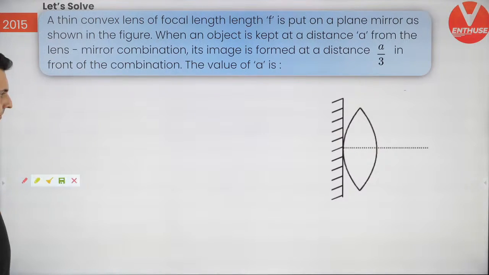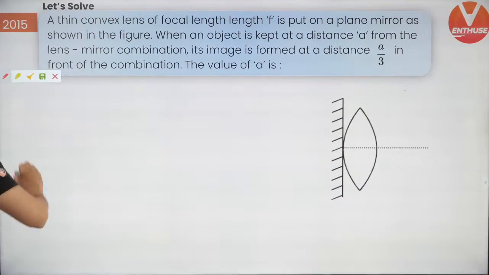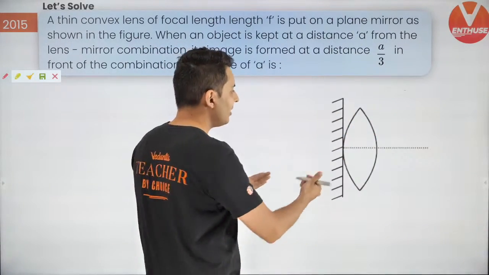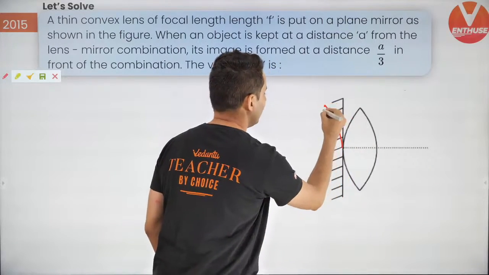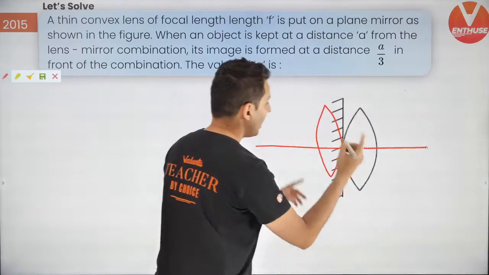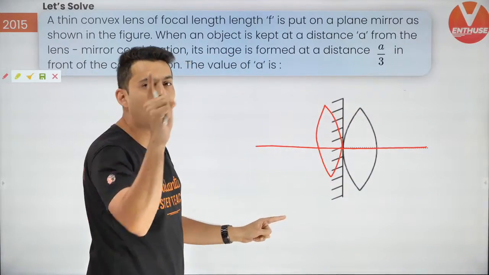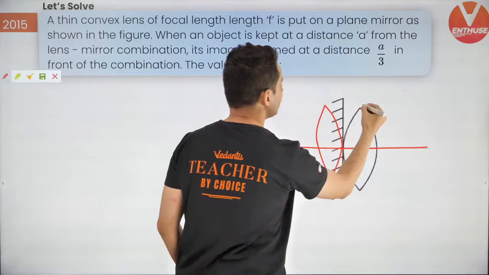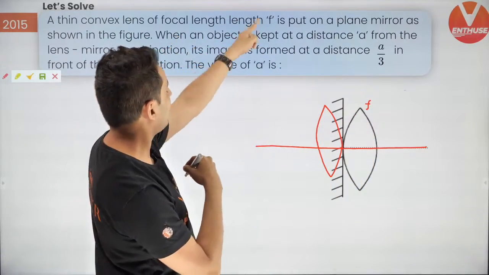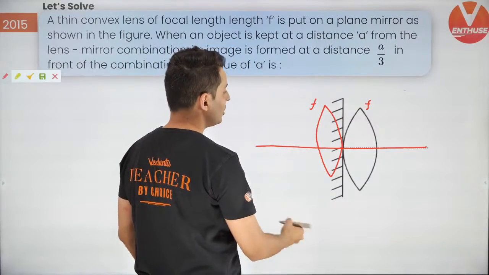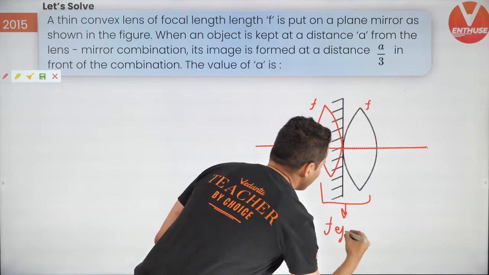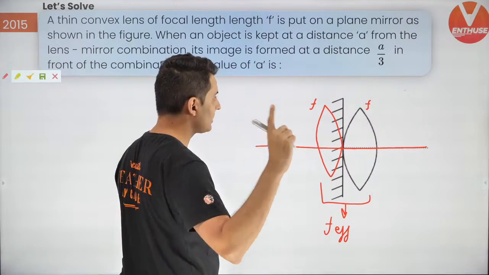First things first. Since there is a mirror, whatever is there in the front, open it up. So if there is a lens in the front, there is a lens behind also. So forget the mirror. Now there are two lenses and these two lenses are going to behave like one single lens. Each lens has a focal length, f. So their effective combination will be behaving like one single lens.